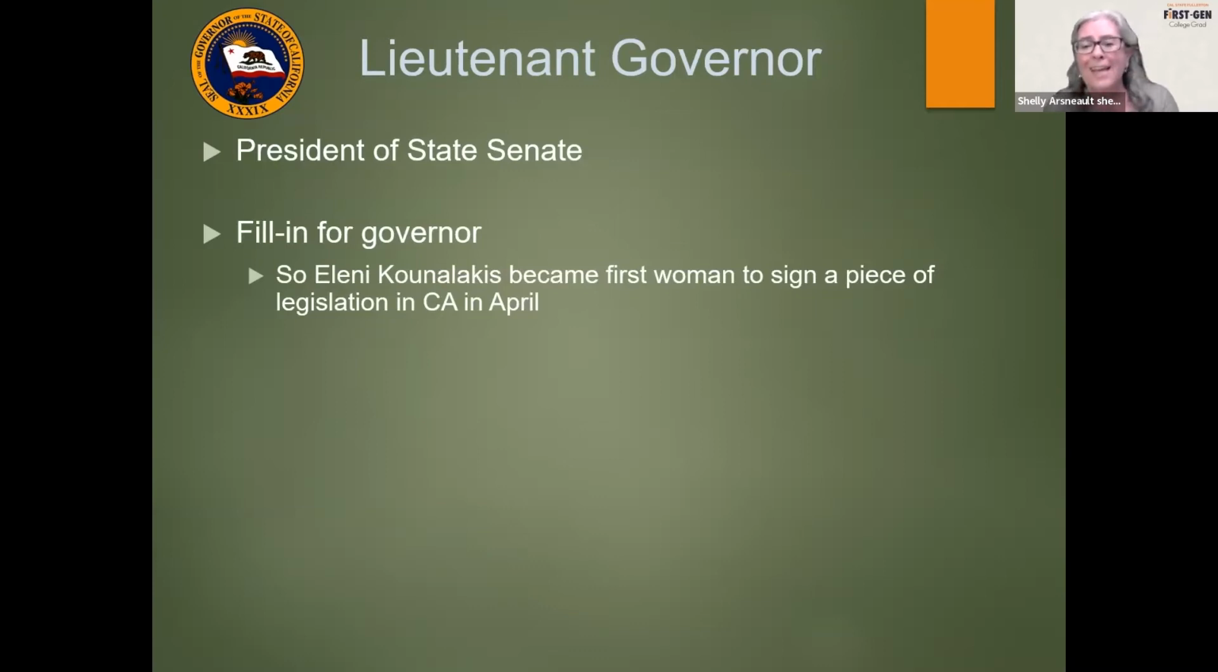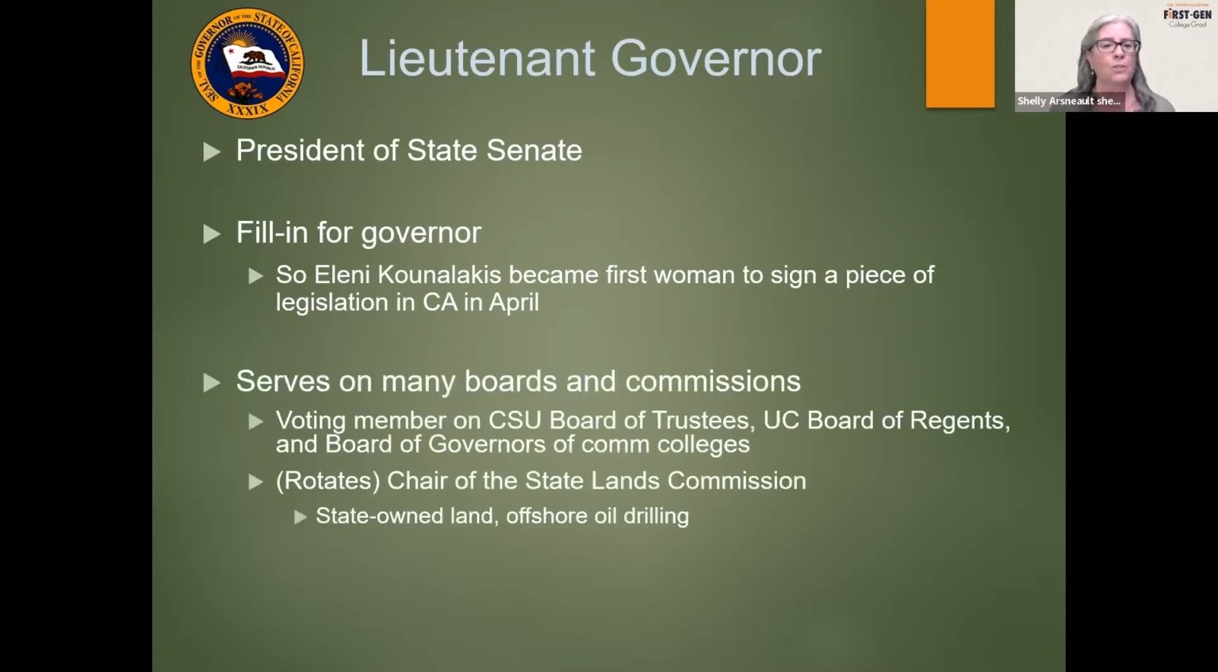The fun fact, as Bill said, for current Lieutenant Governor Eleni Kounalakis, is she became the first woman to sign a piece of legislation in the state of California, again, because we have not had a woman governor before. So Newsom was out of town, and so she was able to sign a piece of legislation in April, again, the first woman to do so.